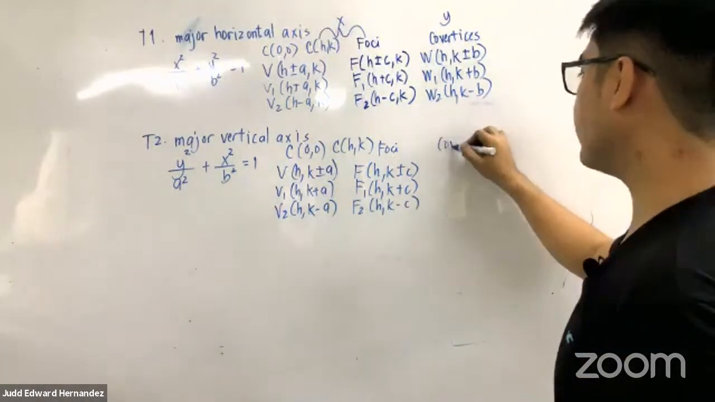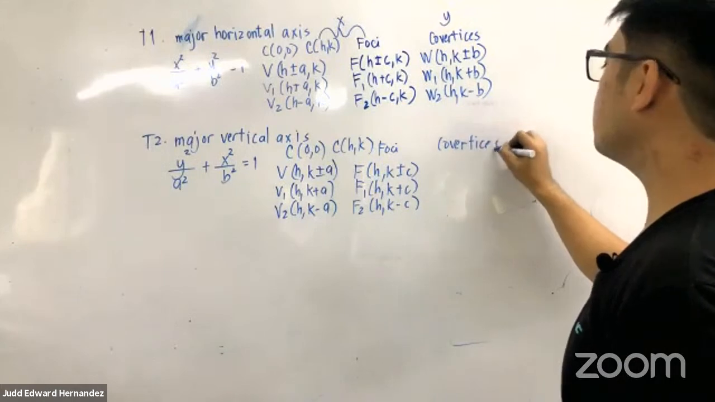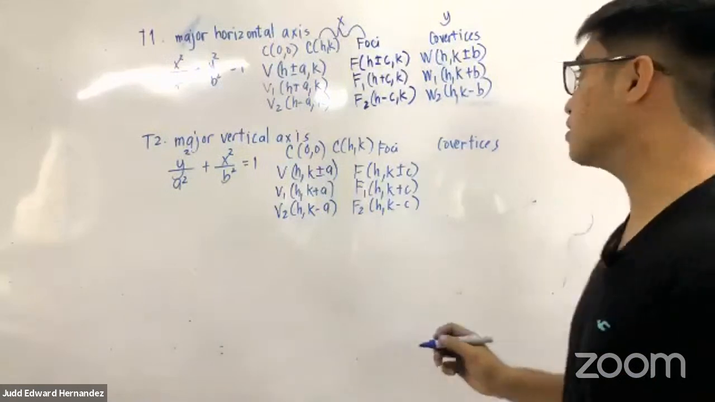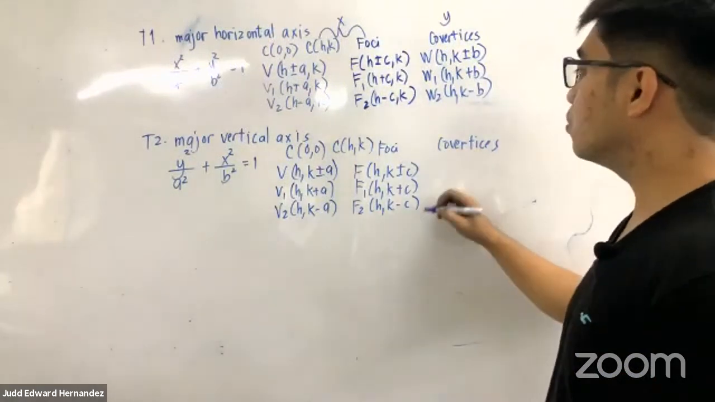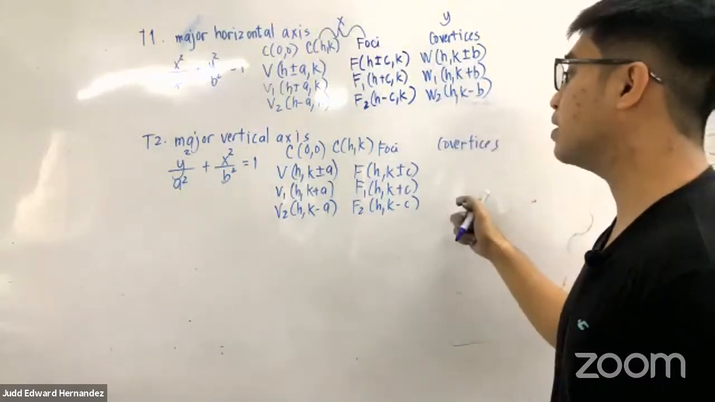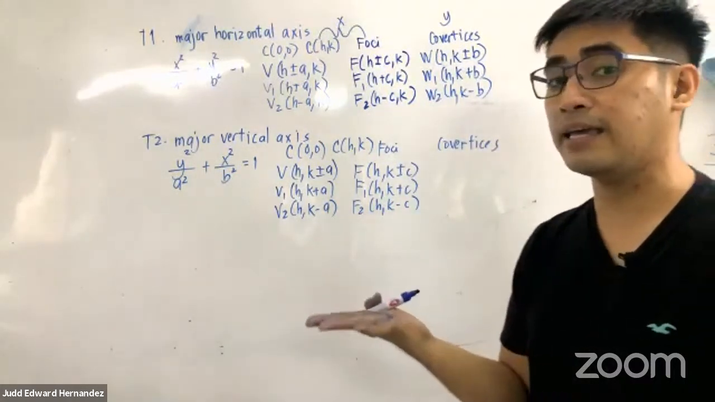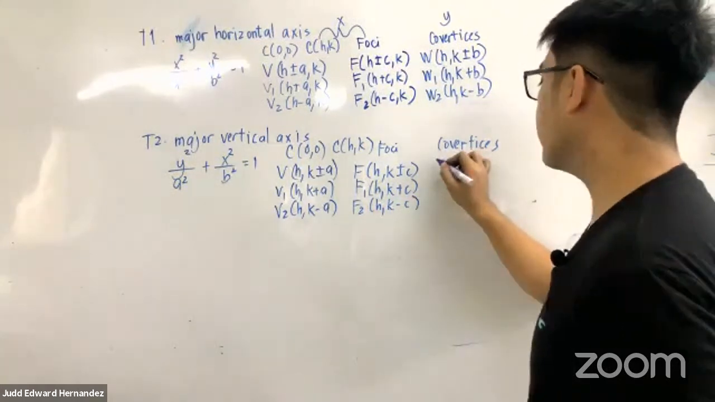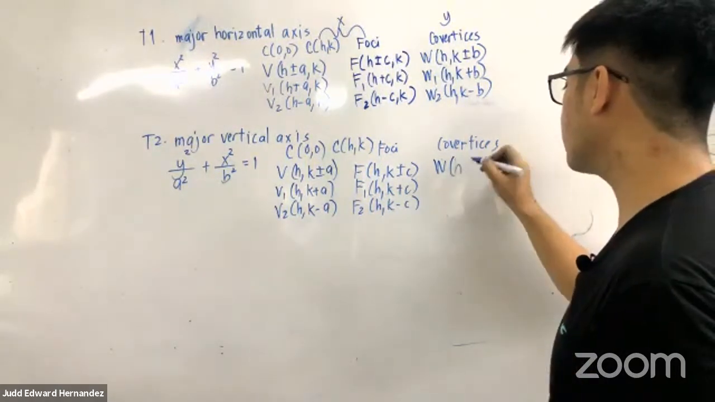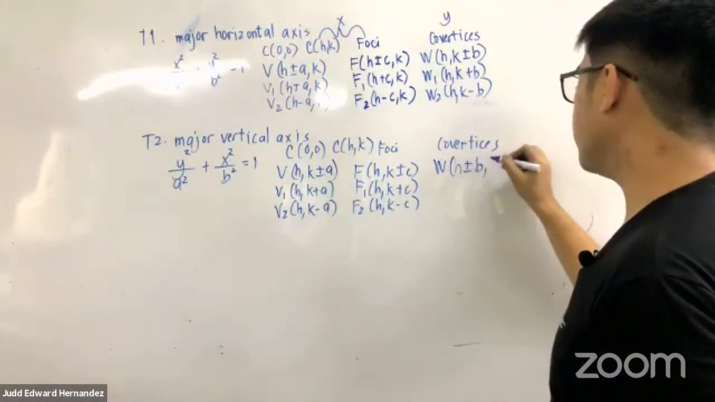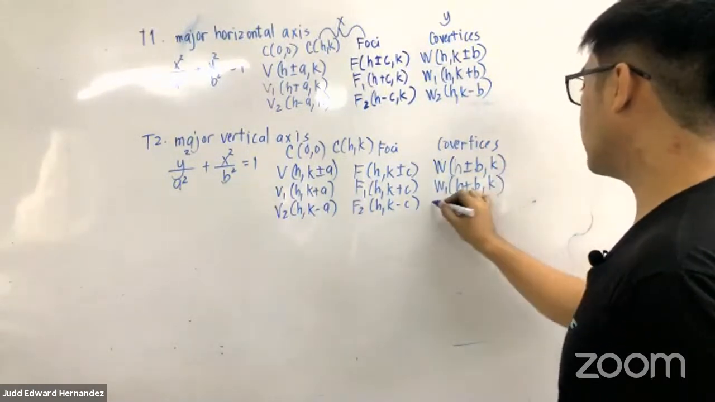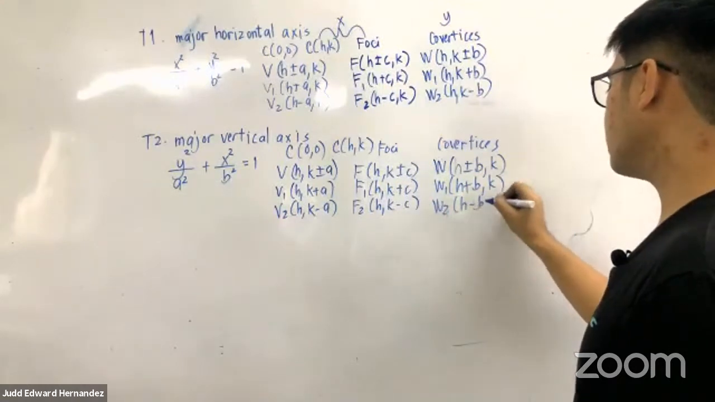And for the co-vertices, sir, paano po pag co-vertices? Ano pong gagawin namin if we are now given co-vertices or if we're asked to get the co-vertices? Kung kanina ang ginalaw natin sa vertices ay Y, dito sa major vertical axis ang gagalawin naman natin ay X. Okay, therefore, our W would be, what is our W? That becomes H plus minus B, K. W1 is H plus B, K, and W2 is H minus B, K.